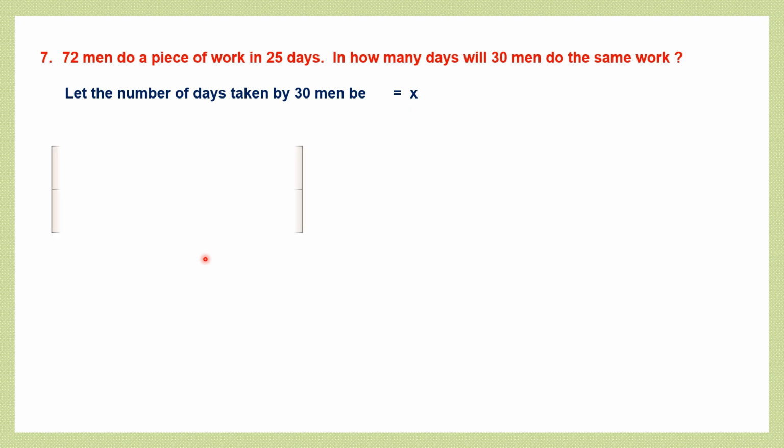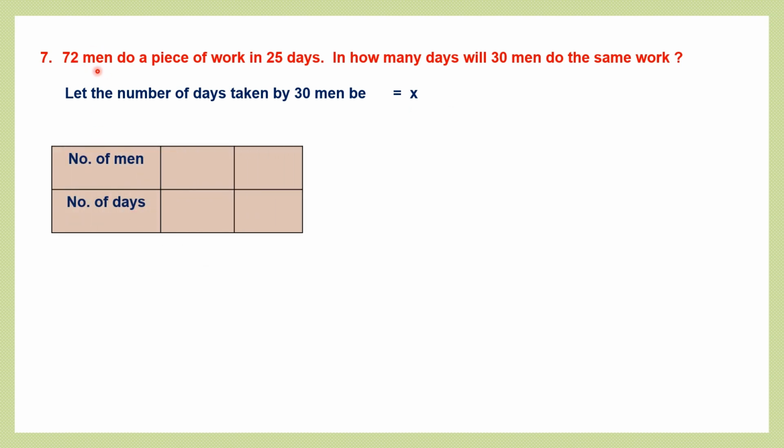Now let's get our table ready. In our table, we're going to write number of men and number of days. Let's fill in. So first we have 72 men. So 72 men finish the work in 25 days. Now they're saying if we have only 30 men, the number of days here we're going to consider to be x.